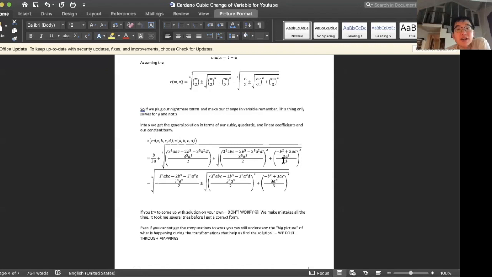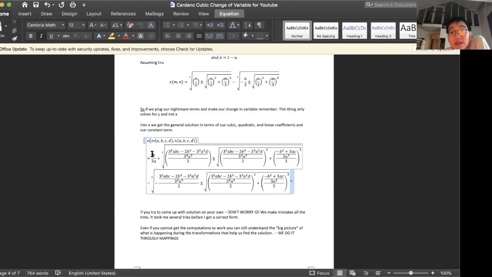Okay. If you try to come up with the solution on your own and you're not able to get this correct form, don't worry. We make mistakes all the time. We're human. I'm human. I've spent an excruciating number of hours going over the results and realizing I actually forgot the b over 3a change in variable factor and was solving for y this entire time. So it's really normal. And even then, if you cannot come up with the correct computation, you can still understand the bigger picture of what is happening during the transformations that help us find a solution.